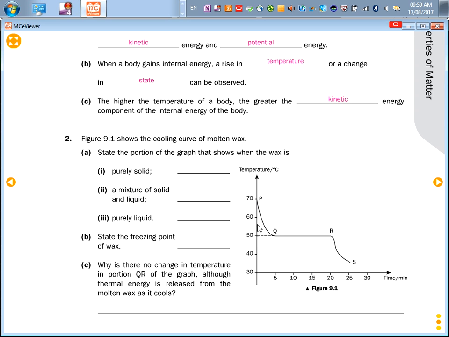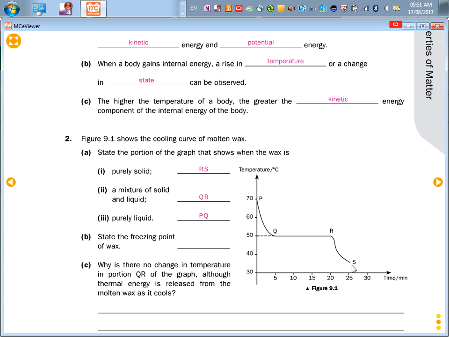And what did I tell you about the change in state from the graph? Which part of the graph shows you a change in state? The horizontal line. Okay, so this is the easy one. There is a change in state here. Then we have to decide, when is it purely a solid? Is it this or this? And when is it a liquid? Is it this or this? Yeah, so we use our common sense, right? Solid, the temperature must be lower. So RS must be our solid. And the liquid must be PQ.